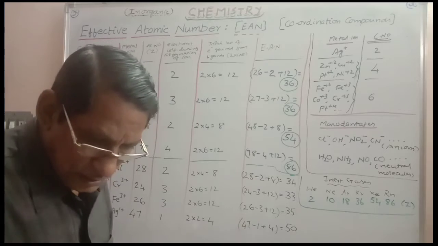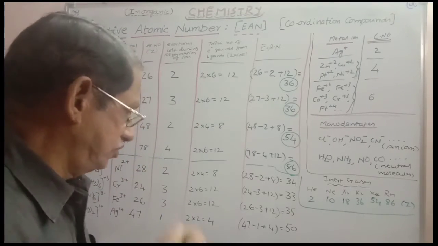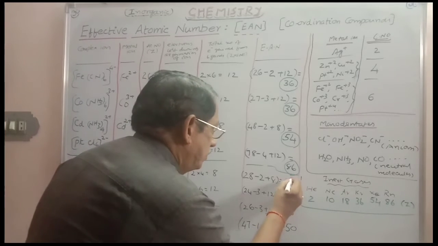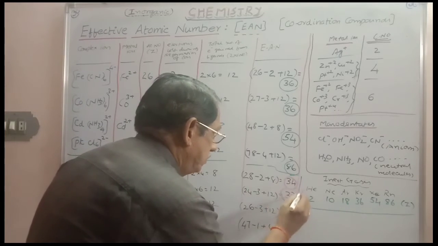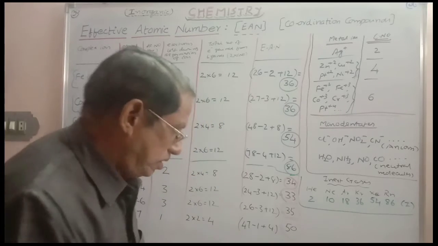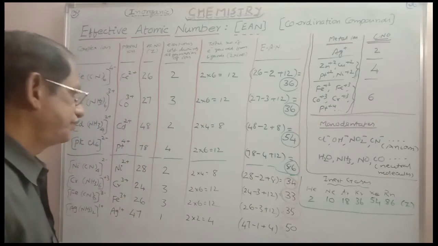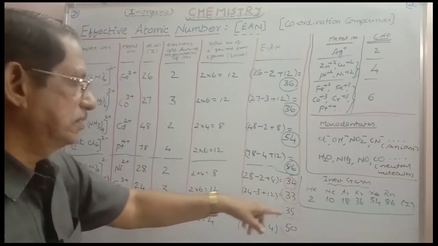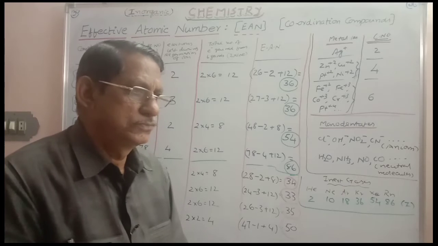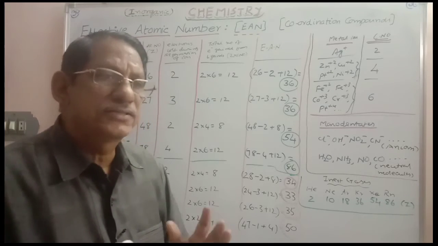So these are the effective atomic numbers in all these cases. 34 here, 33 here, 35 here, 50 here. All these are the effective atomic numbers in all these cases. These are not attaining the inert gas configuration. So effective atomic number rule is a failure in some cases.